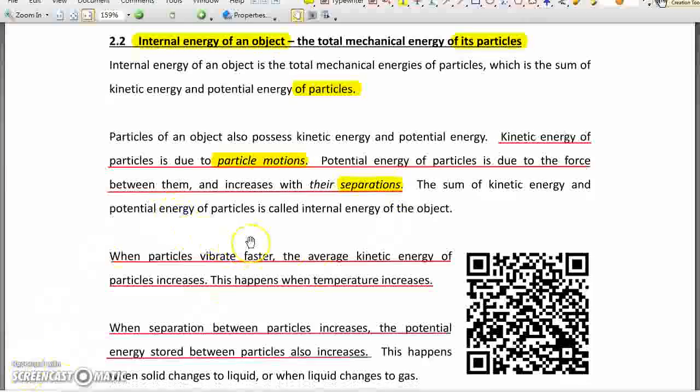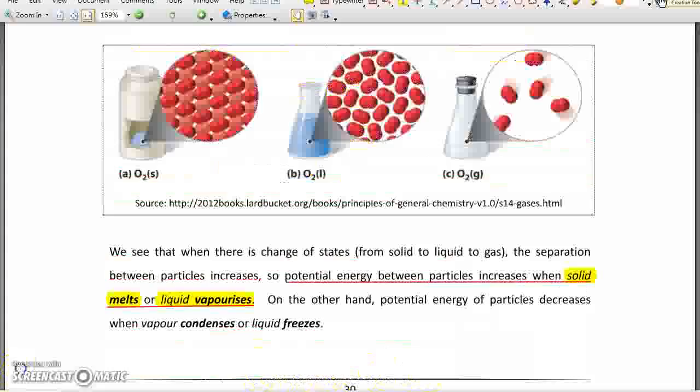And so when particles move faster, then the average kinetic energy increases. This happens when temperature increases. On the other hand, when separation between particles increases, the potential energy of them also increases. And this happens when solid changes to liquid, or when liquid changes to gas. As you can see from these pictures, the particles are very close together in solid form, and then they become a little bit further away from each other in liquid form. Finally, in gas form, the particles are very far away from each other, so we can see that the potential energy increases when solids melt to become liquids, or when liquids vaporize to become gases.